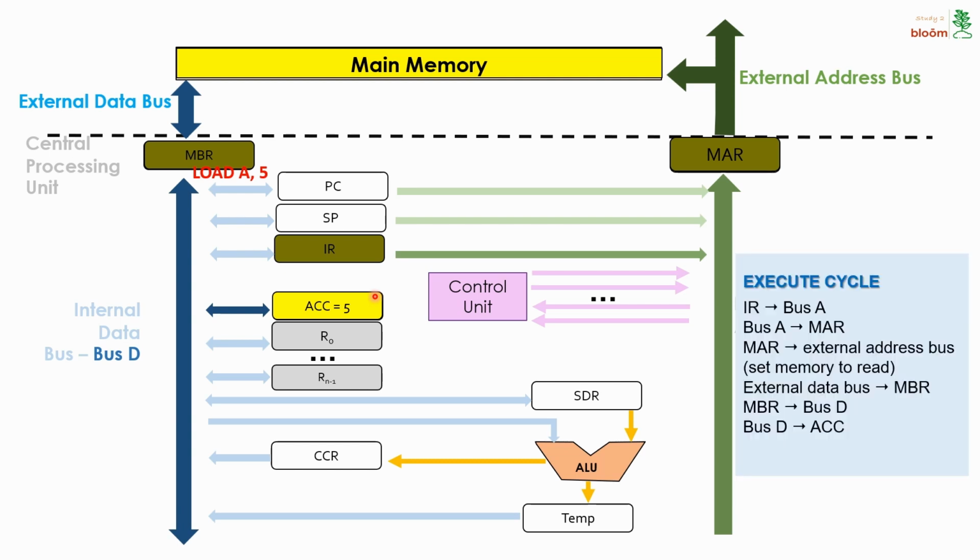So this is the execution cycle. IR will fetch the value in the memory location via sending the address via MAR to the external address bus, and the main memory will read it. Then via the external data bus it will arrive at MBR. MBR will give it to bus D, and bus D will go and store in the relevant register, that is here ACC. Instead of A, if we had R1, it will store the data in R1 register. So this is the execution cycle of the micro instruction.